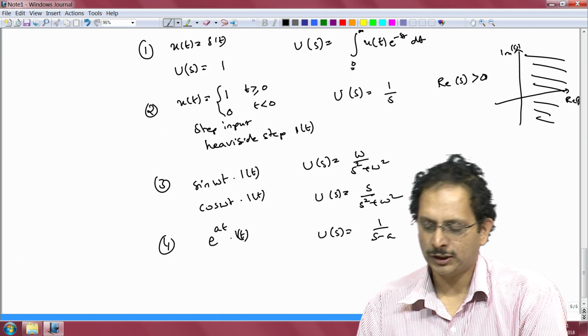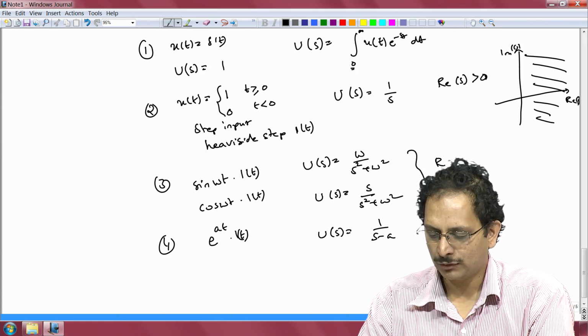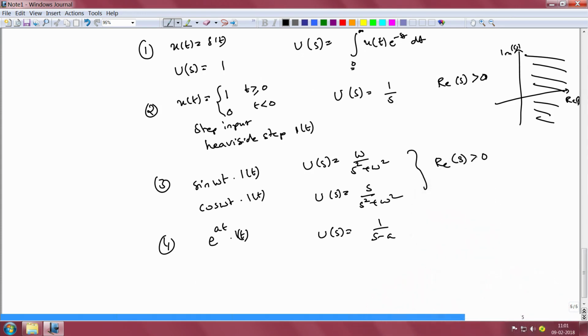Likewise, also for sinusoidal input, you can show that the region of convergence is real part of s greater than 0. For an increasing exponential, however, you can show that the condition is that the real part of s should be greater than a. Likewise, if you have a decreasing exponential, so e to the power minus at 1 of t, where a is greater than 0, you can show that u of s is equal to 1 by s plus a, but once again within the region of convergence real part of s greater than minus a. So, these are the Laplace transforms of some of the commonly encountered signals.